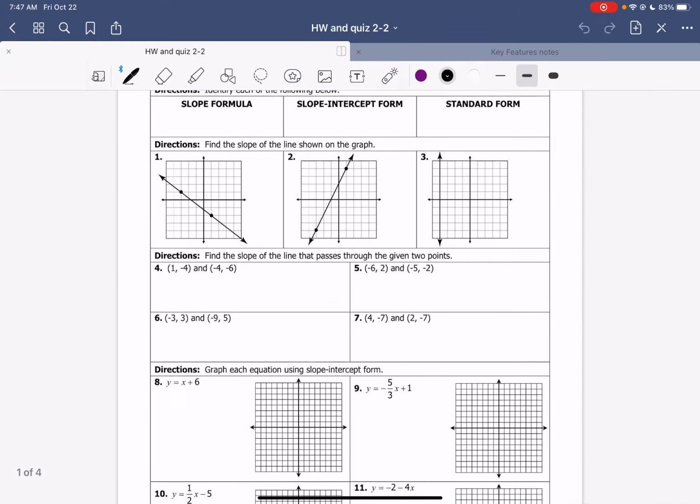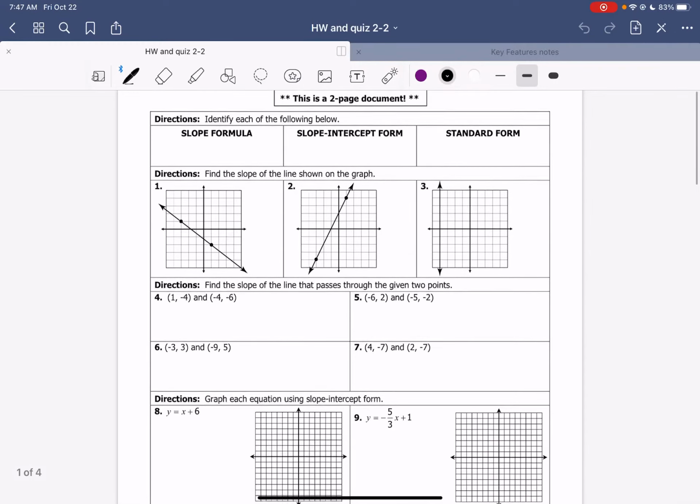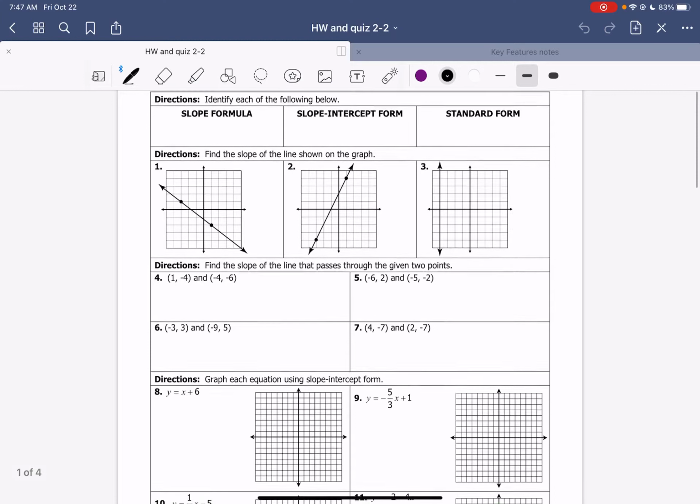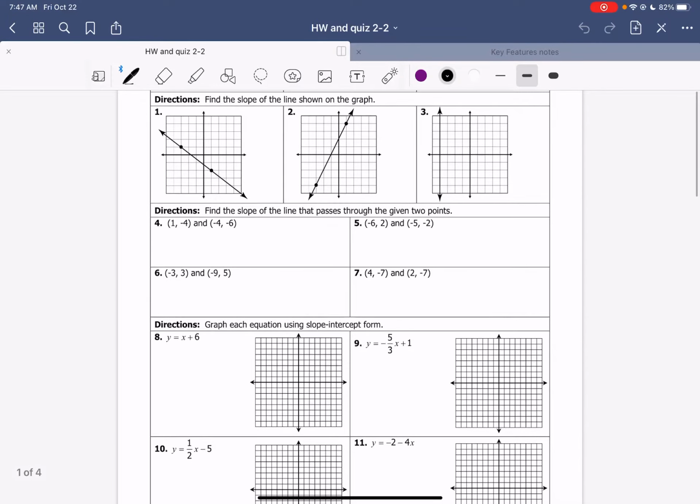All right, so I'm going to just do a few problems from this review page for our quiz this upcoming week. And so hopefully this might be helpful if you're struggling in some of the different concepts we're going over. So the first thing they're asking you to do is to identify formulas. You can look at the formula chart to do that. Number one, the directions for this say find the slope of the line shown on the graph.